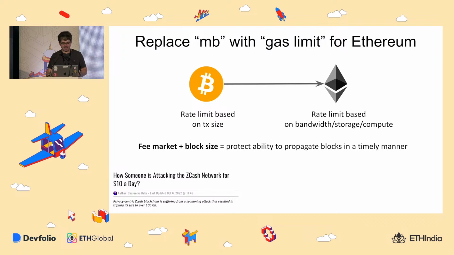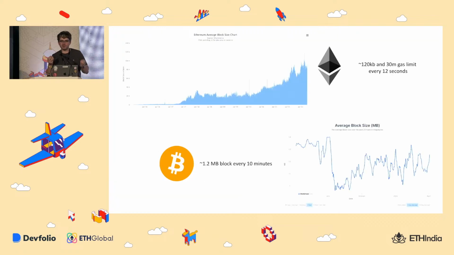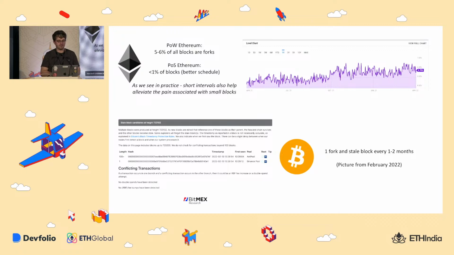And for the sake of time, actually, not for the sake of time, I've got it here. So to put some good numbers on this, and this slide is about a year old now, I think. In Ethereum, blocks are about 120 kilobytes, and they're every 12 seconds. And on Bitcoin, they're 1.2 megabytes, and they're every 10 minutes. So in proof of work Ethereum, before the merge, there was a fork rate of about 5 to 6%. And that clearly sucks for the users involved. With proof of stake Ethereum, it's less than 1% now.